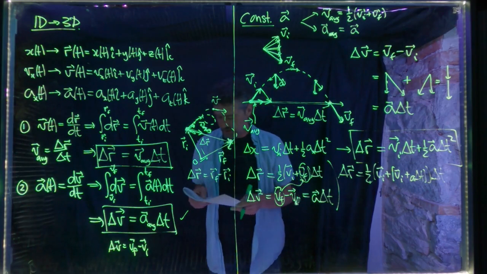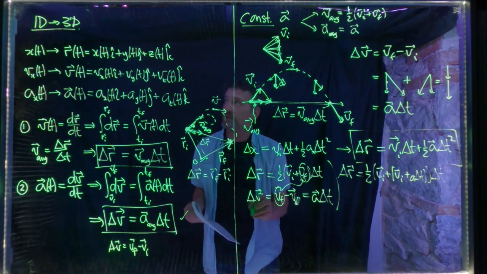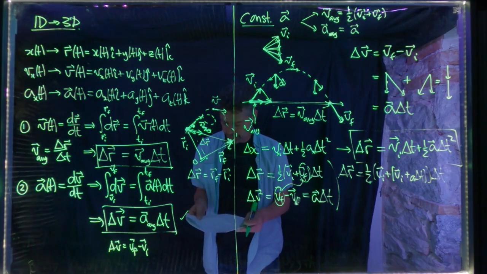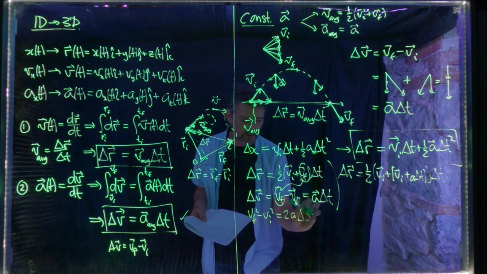The other one is a little bit more interesting. The other formula that we had was, let's see if I can fit this down here. The other formula that we had was, what was it? V final squared minus v initial squared is equal to 2a delta x.